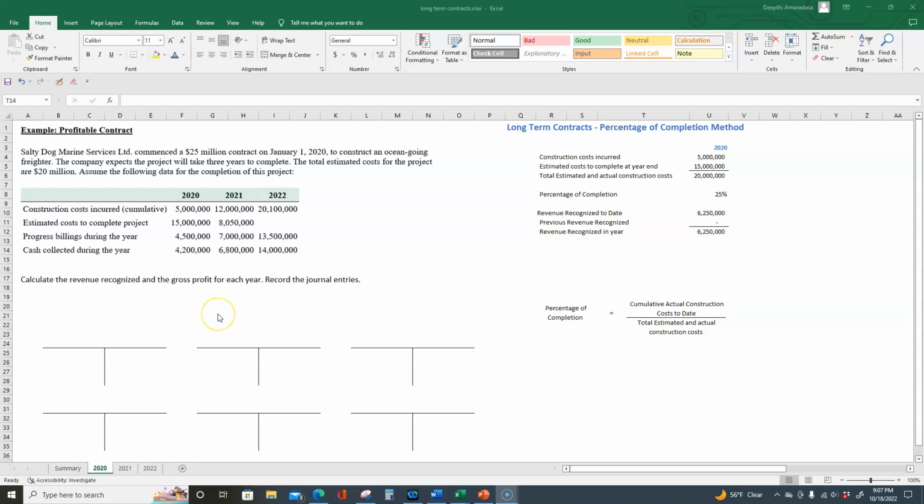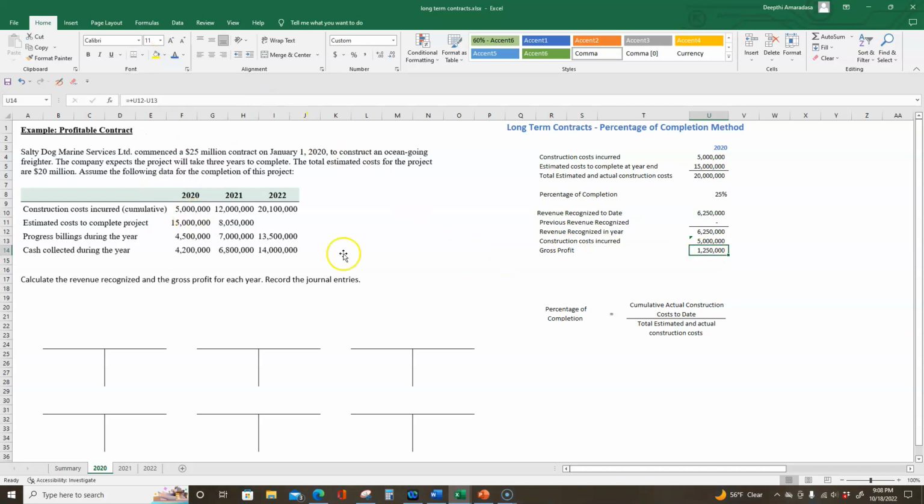Then they want you to calculate the gross profit as well. You know that revenue minus costs, or cost of goods sold, would be gross profit. So in the case of a construction contract, we're going to subtract construction costs incurred during the year, which for this year is $5 million. What we do is we subtract costs from revenue to come up with gross profit. So you're going to take $6,250,000 minus $5 million. Gross profit for the year is $1,250,000, and that is a final total.